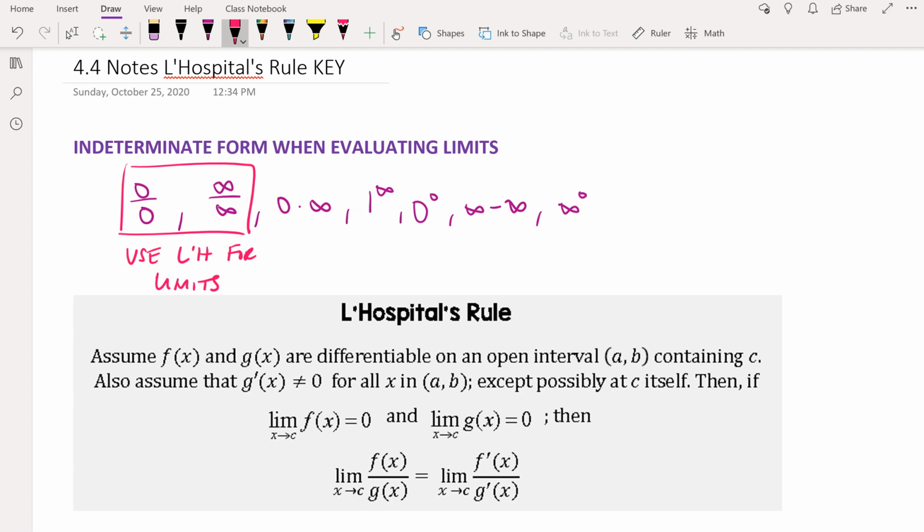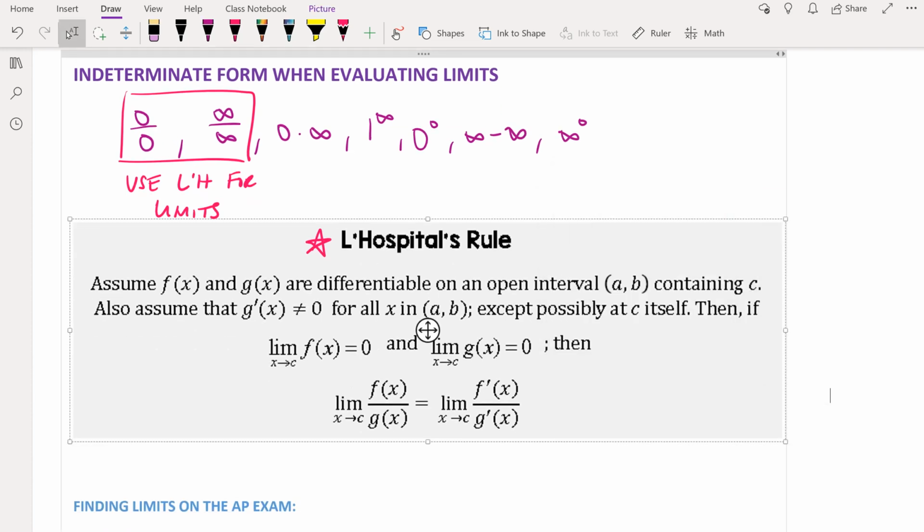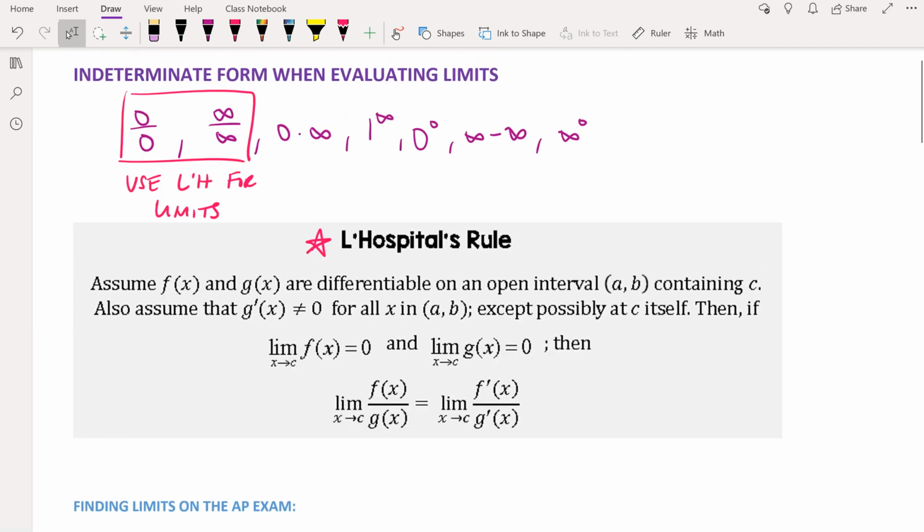Okay, here we go. Here is the rule, L'Hopital's. Assume f of x and g of x are differentiable on an open interval AB containing C. Also assume that g prime does not equal 0 for all x in AB, except possibly at C itself. Then, if the limit as x approaches C of f of x equals 0, and the limit as x approaches C of g of x equals 0, then here's L'Hopital's rule.